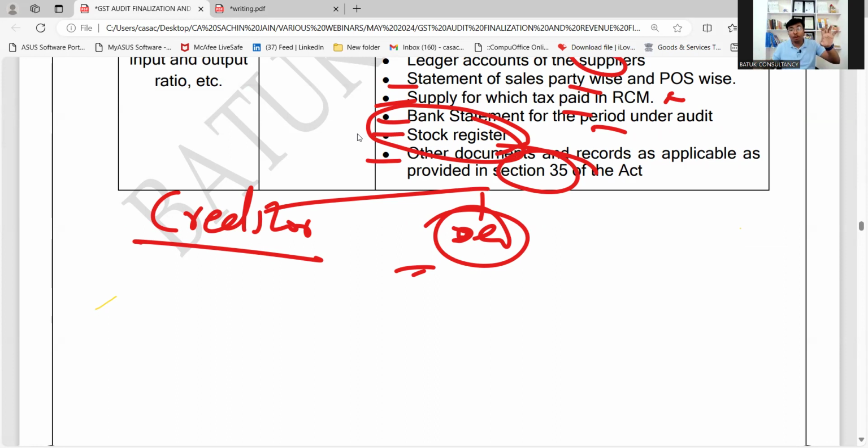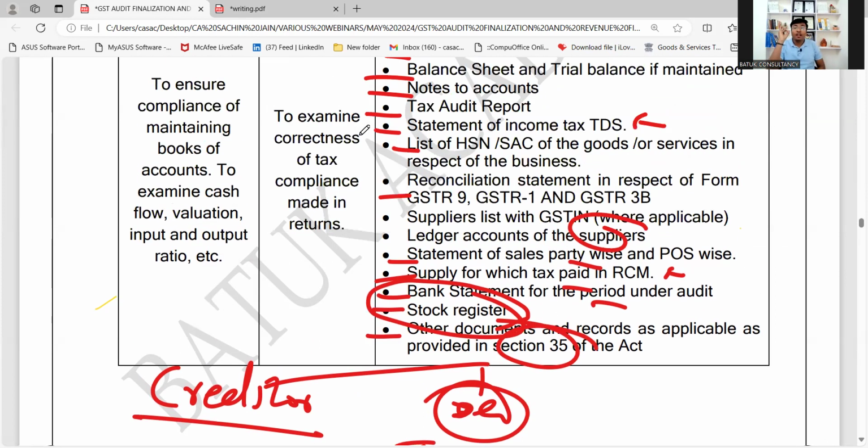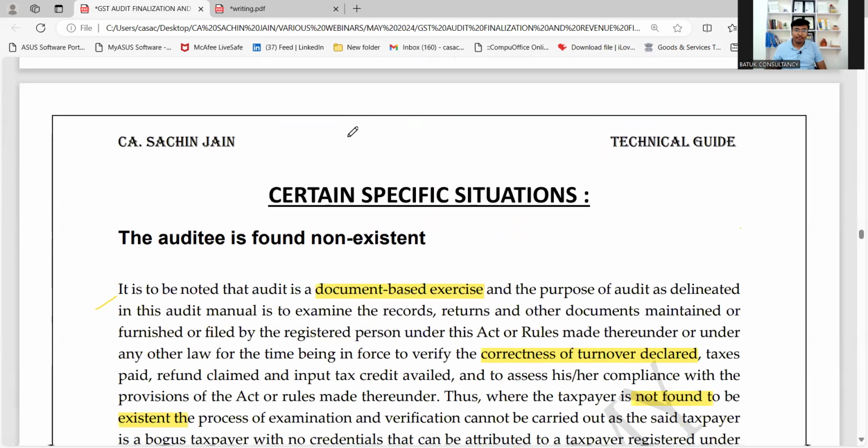So this is the list of documents which we need to demand and the logic we need to check. So are these types of documents okay for everyone or not? Just comment to me in the chat box.